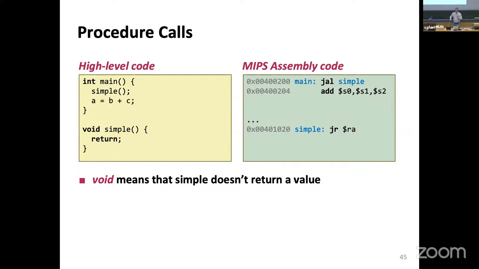Where do we return? Well, we know the address to return to was stored in the return address. How did I store it there? Well, I made one special instruction that not only jumped, but while it's jumping also cheated and copied the return address into the RA register. It's a part of the instruction. And we did this, or the MIPS people did this, because they realized we do this a lot.